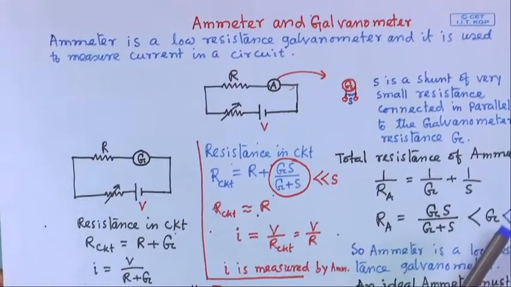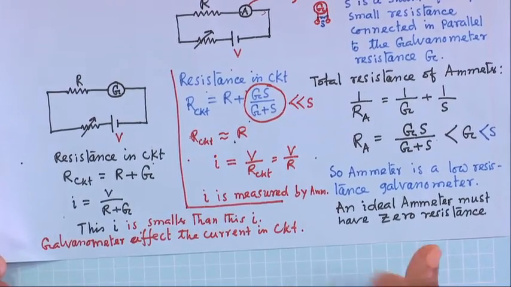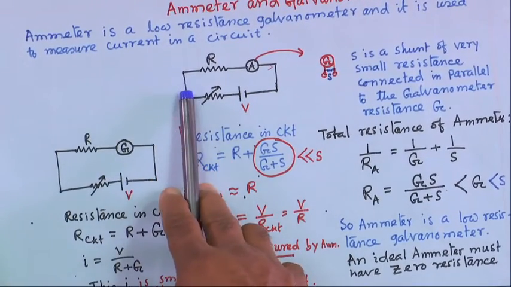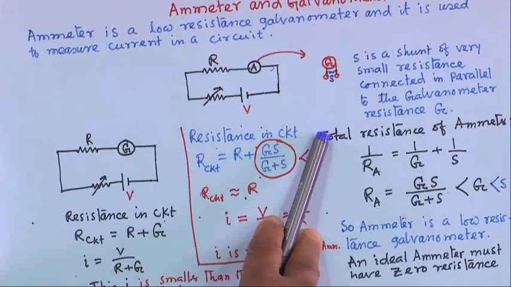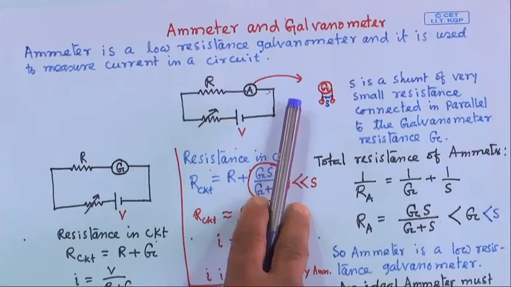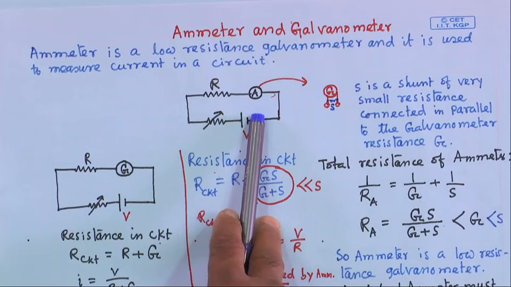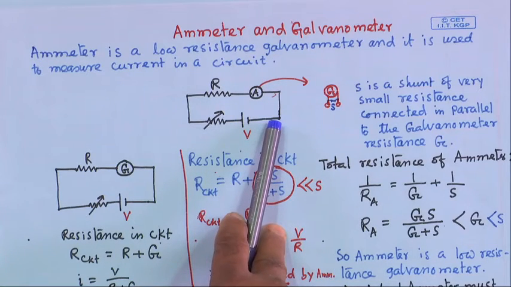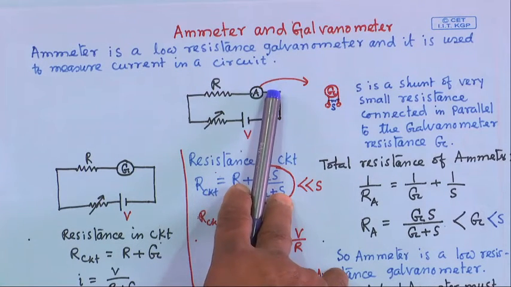So, why do we need to make it a smaller resistance, zero resistance or very small resistance? Because in my circuit, current is flowing and that current I want to measure. For that I am using an instrument called an ammeter. That ammeter I am connecting in series with the circuit. That means I am adding resistance to the circuit.